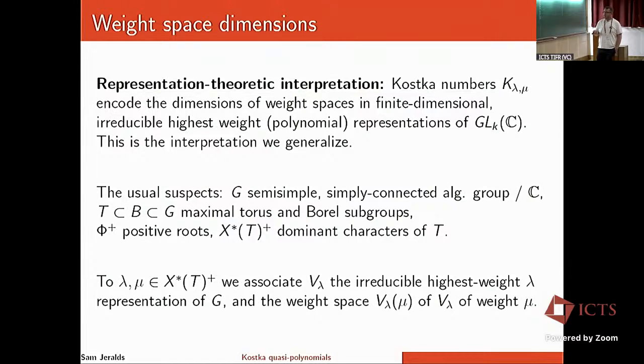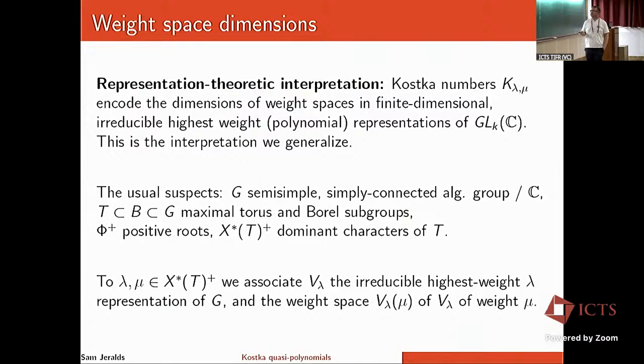So now I want to move to the representation theoretic interpretation of all of these constructions. So Kostka numbers in representation theory, or at least one application, is that they encode the weight space dimensions for finite dimensional irreducible highest weight, say polynomial representations of the general linear group. And so if you're like me and you're interested in representations of reductive or semi-simple groups, if we just start with the notion of irreducible representations and weight spaces, how much of this story can we generalize up?